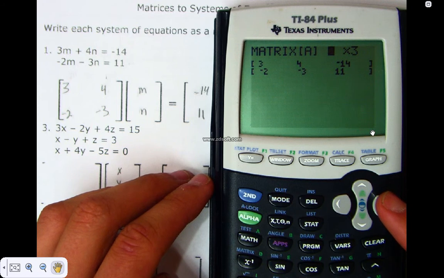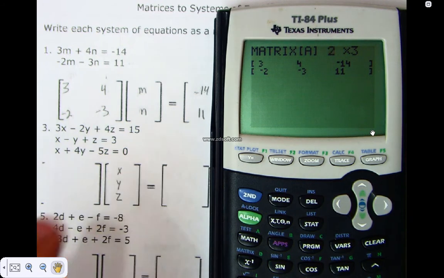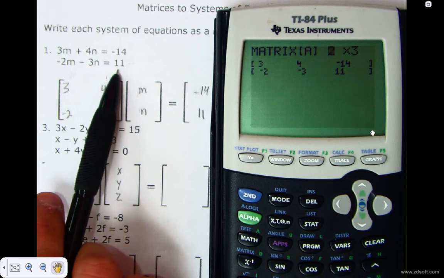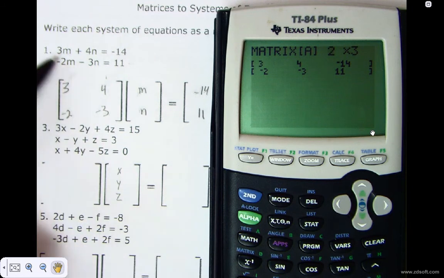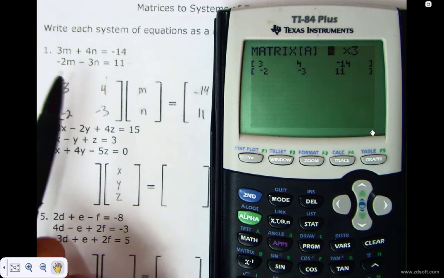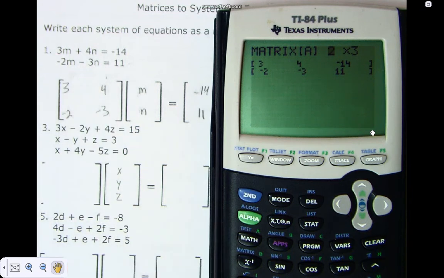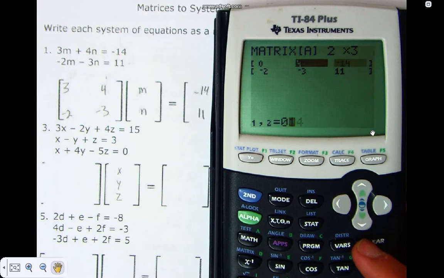Alright, edit matrix A. Now this is a 2x3 matrix, so notice we have 2 rows, so 1, 2 by 3 columns, 1, 2, 3. So here's 1, 2 equations, 1, 2 by 3 columns, 1, 2, 3. So we have 2 variables and 1 equal sign. Alright. So now if we're going to enter into this matrix, let's go ahead, and I'm going to mess all these up real quick just so you can watch me enter them.